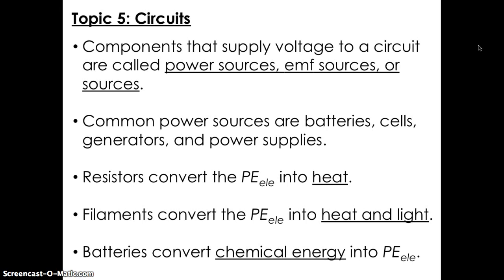Now, we've talked about what components supply voltage and what components dissipate voltage, but we haven't talked about where the energy goes. So components like resistors, they convert the potential energy into heat. So the voltage is dissipated as heat. And for something like a filament in a light bulb, the potential energy is not only converted into heat, but it also is converted into light.